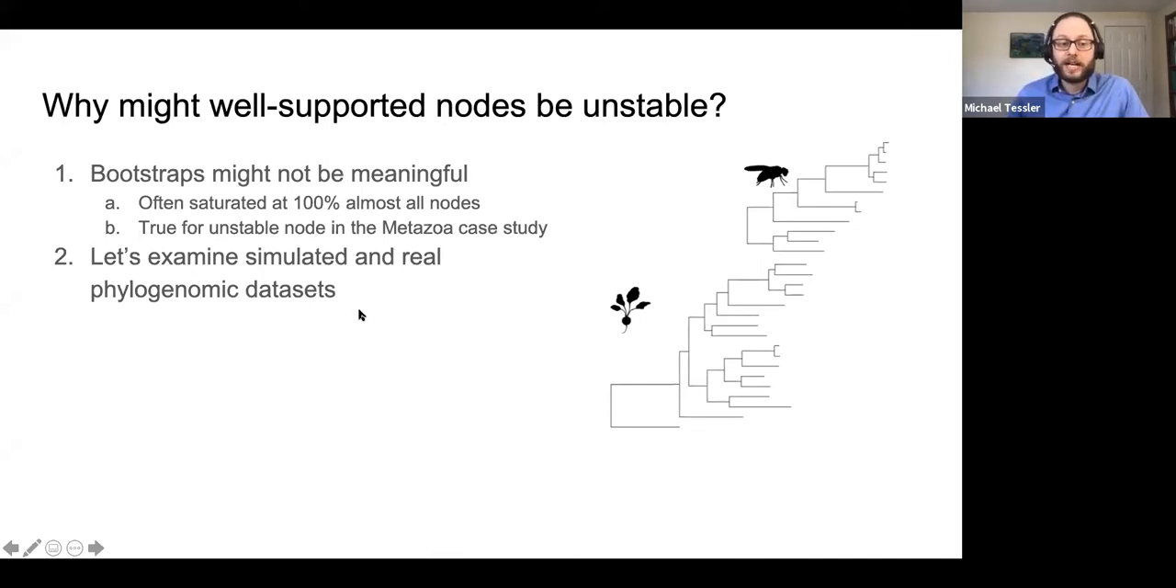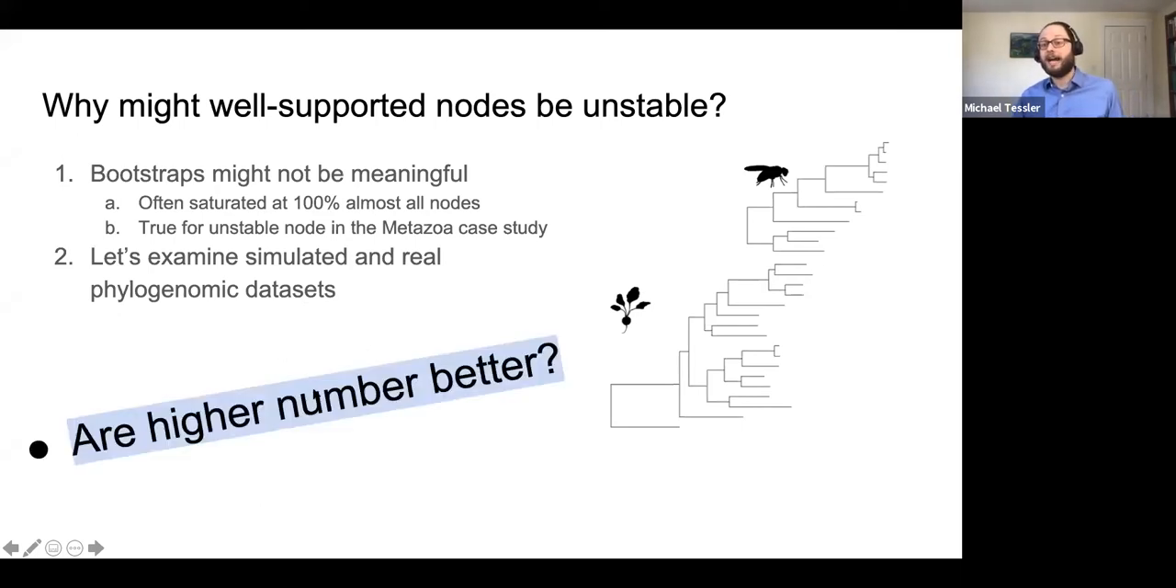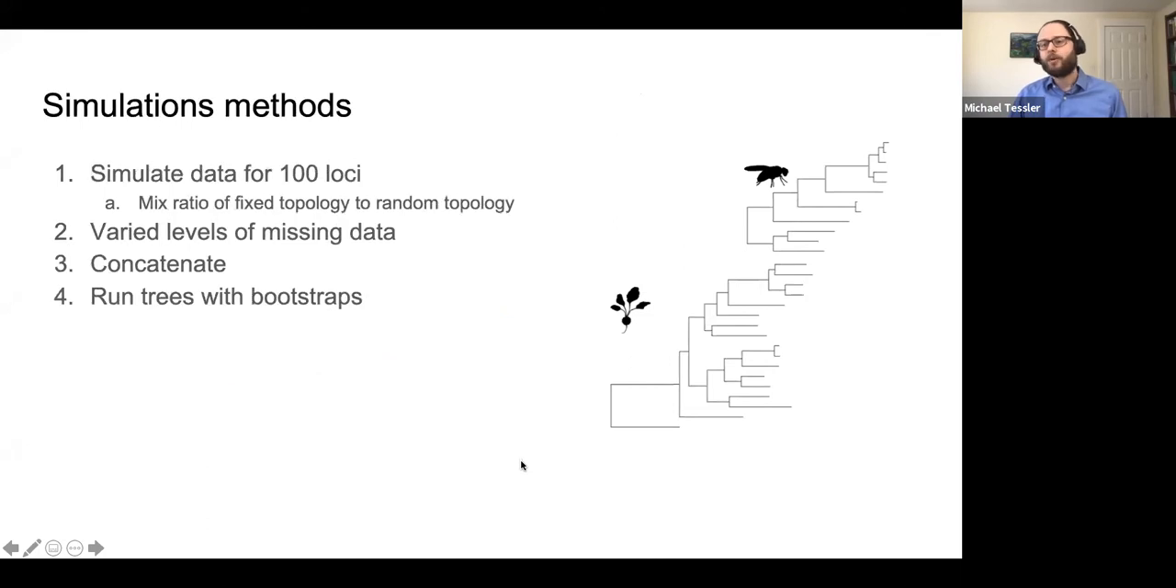So what we wanted to do is check out some simulated and real phylogenomic data sets and see, are higher numbers, high bootstraps, actually meaningful? Are higher numbers better, right? And so almost surely, higher numbers probably are better, but really, are high numbers meaningful might be a better way to put it.